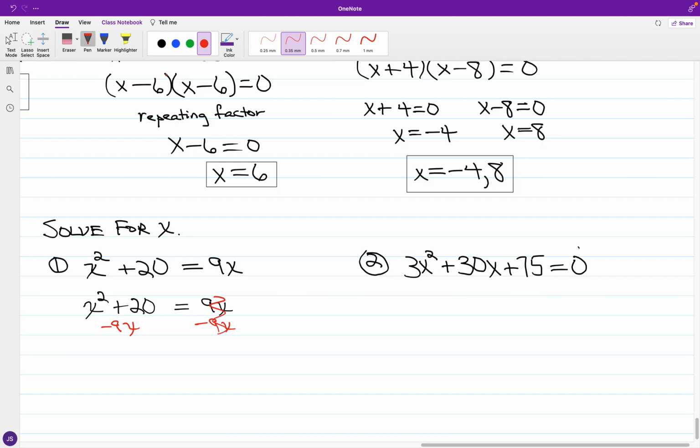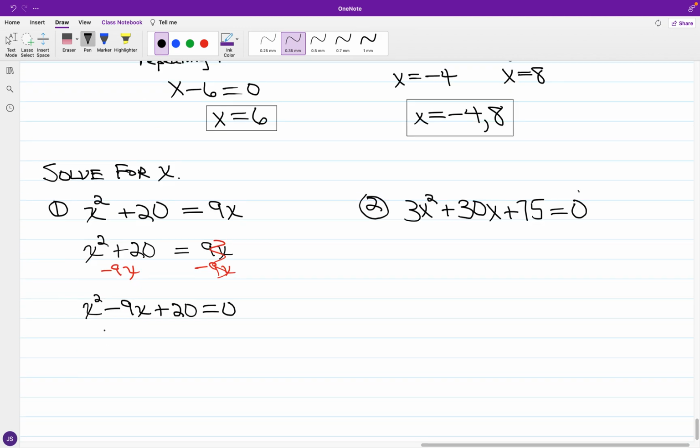So subtracting 9x from both sides, we're going to have x squared minus 9x plus 20 is equal to 0. And here we got the standard form translation of this quadratic equation, and I can set things up where I can factor and follow through with the zero product property.